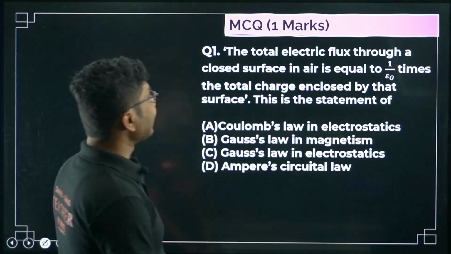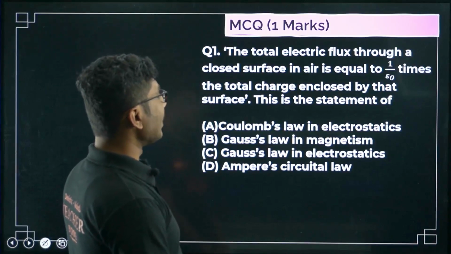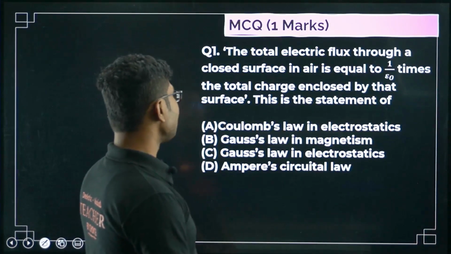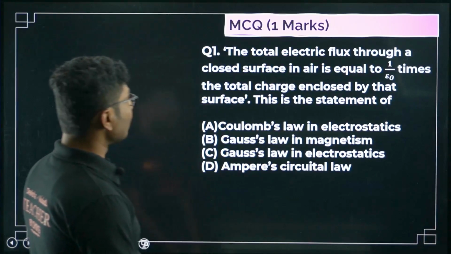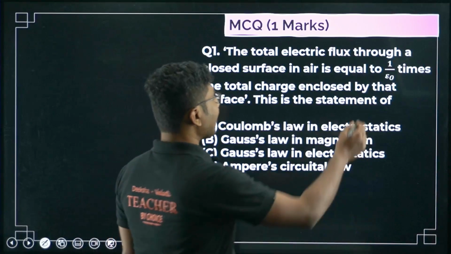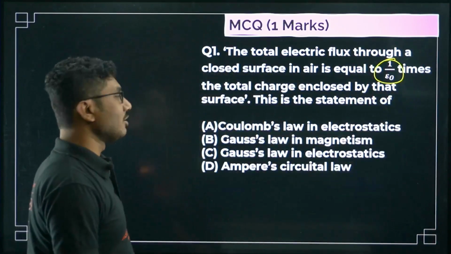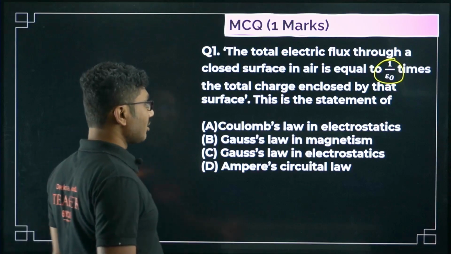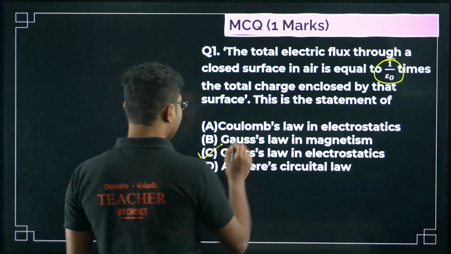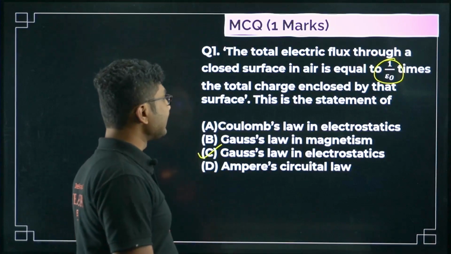So the total electric flux through a closed surface in air is equal to 1 by epsilon naught times the total charge enclosed by the surface. This is the statement of... We know that 1 by epsilon naught comes only in one theorem, that is Gauss's law of electrostatics. So Gauss's law of electrostatics is the correct answer. We can easily answer this without much thought. So option C is the correct answer.